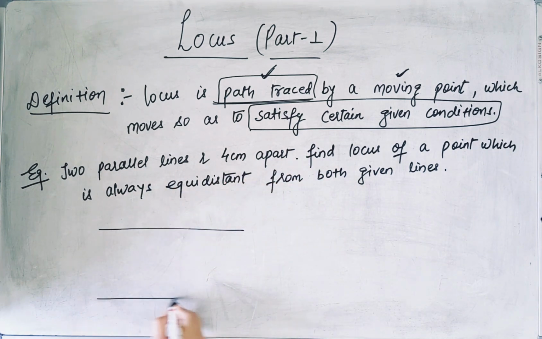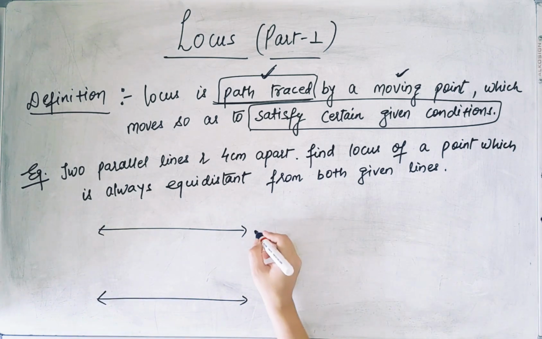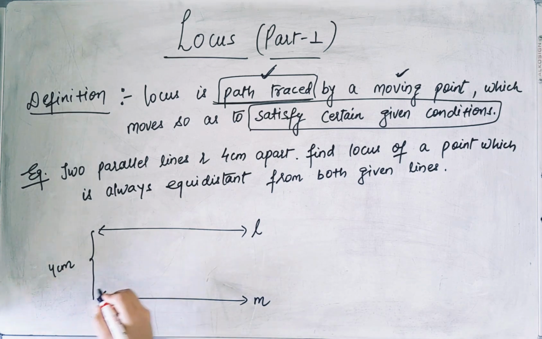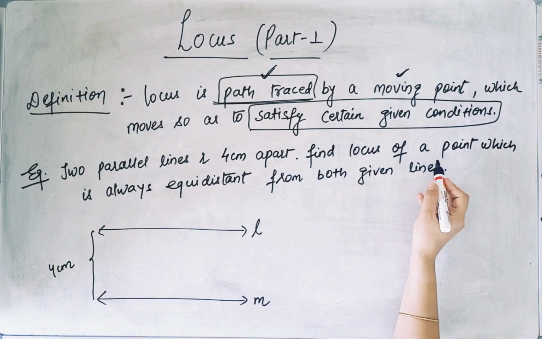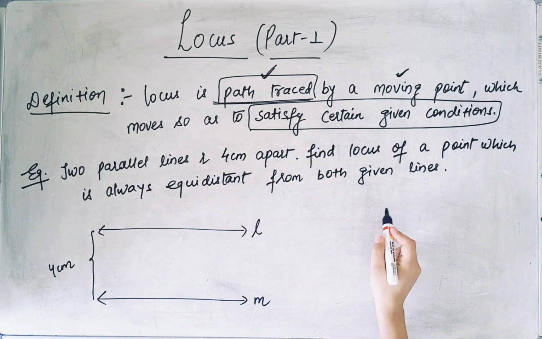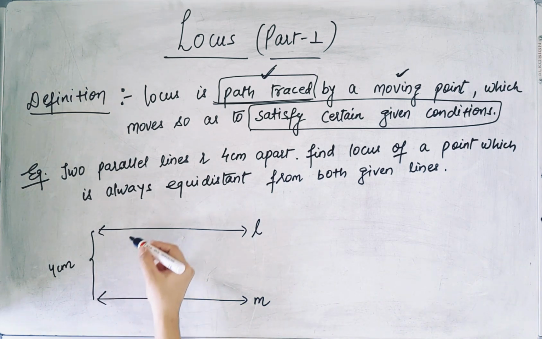I have drawn over here. These are two parallel lines and these lines are 4 centimeter apart. That means the distance between these lines is 4 centimeter. Find the locus of a point. We have to find the locus of a point which is always equidistant from both the given lines. Now हमको ऐसे points we have to construct in which always from these two lines they are at the same distance. So obviously the distance between them is 4.